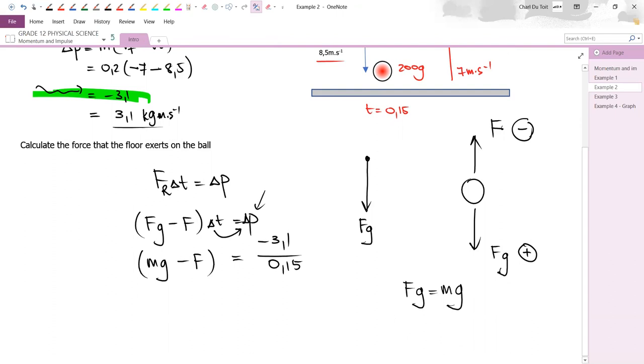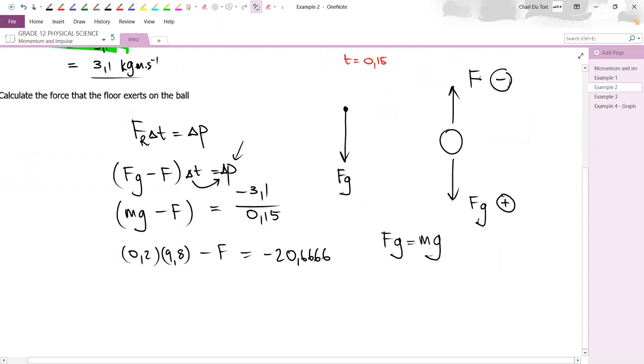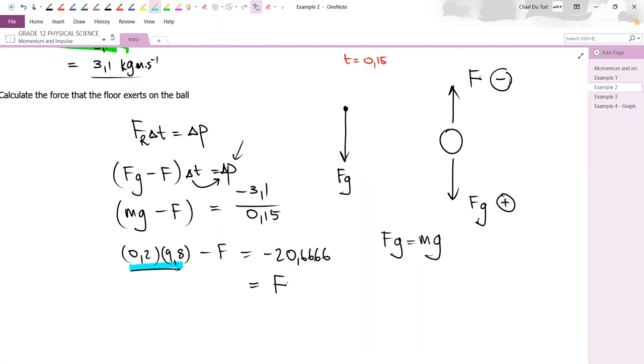Right. Now, here I have mass times 9.8 minus the force, which is whatever value that is. Negative 3.1 divided by 0.15. Everyone do that quickly. And that is, now very important, I'm going to write minus 20.6666. And I'm going to leave that answer in my calculator, because the force is going to the right-hand side of the equation. I'm just going to type that into my calculator, that blue part, and just add 20.666. So do that. And this gives me negative 18.7066.